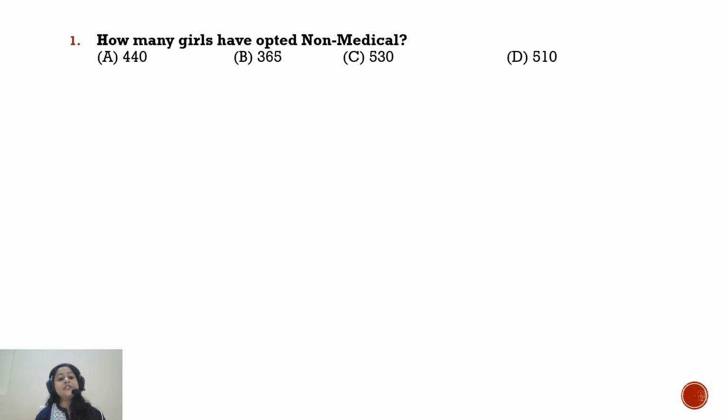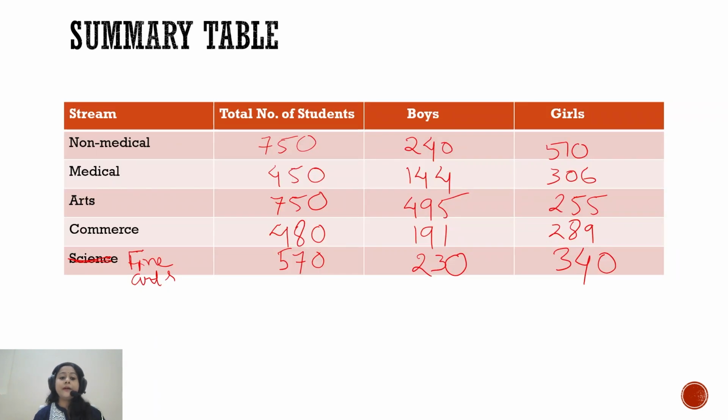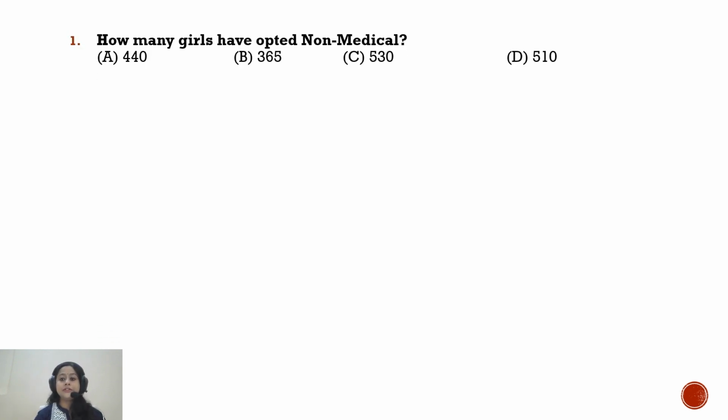Now we will start answering the questions. So the first question is, how many girls have opted for non-medical? It's very easy. Just by looking at this data table, you can find out that 510 girls have opted for non-medical. So D is my answer.